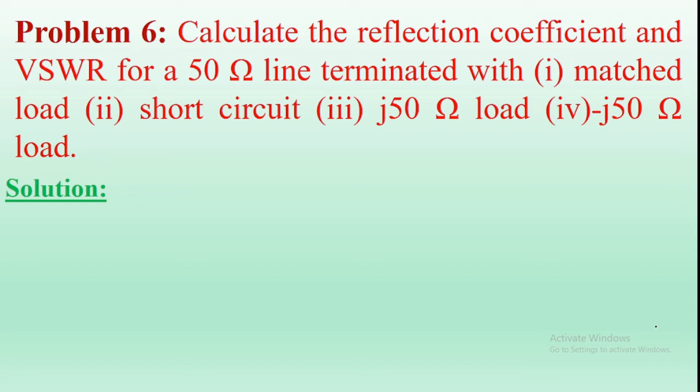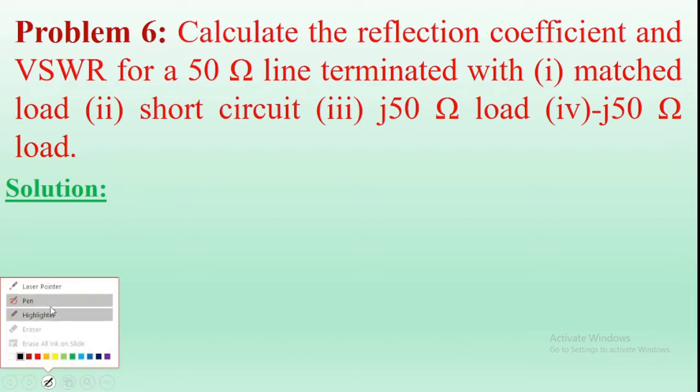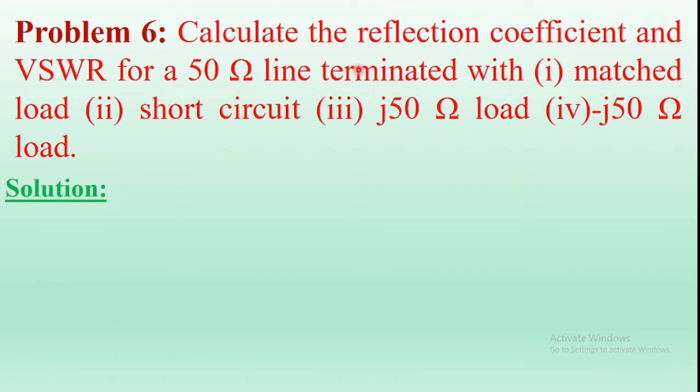Hi everyone. In this video, we are going to discuss an example of the transmission line. The given example is: calculate the reflection coefficient and VSWR for a 50 ohm line terminated with, first bit, a matched load, second bit, a short circuit, third bit, a j150 ohm load, fourth bit, a minus j150 ohm load.